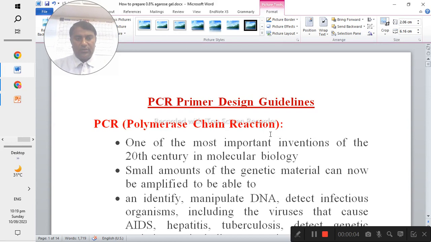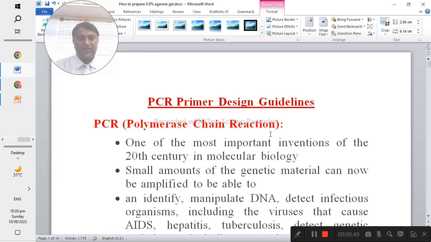Bismillahirrahmanirrahim. Today I would like to share knowledge about PCR primer design guidelines, and this is important for researchers, because when researchers are doing PCR, the first step is that they should know about the PCR primers, and it is the most important step for the PCR technique. So it is important for the researcher to get the knowledge about PCR primer designing.